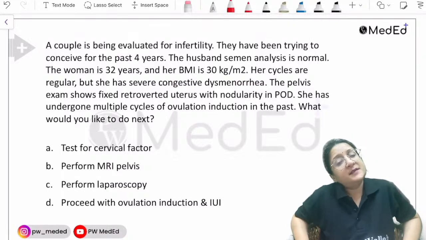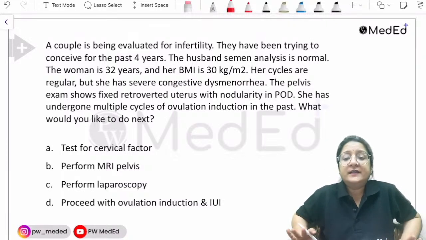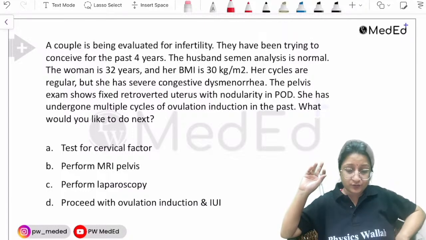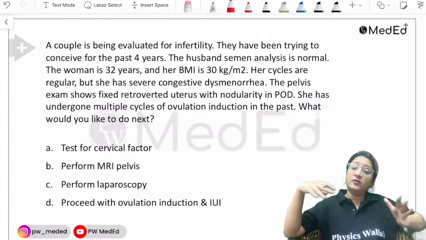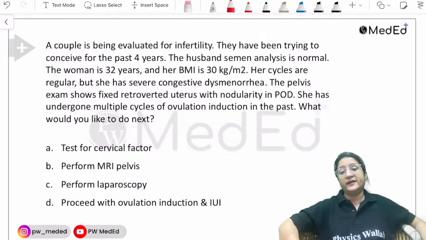Infertility, hot topic. Please revise infertility, length and breadth of infertility for your INI-CET. They're asking questions on infertility also. Actually, now endocrinology, hormones and everything, they've become very, very important.